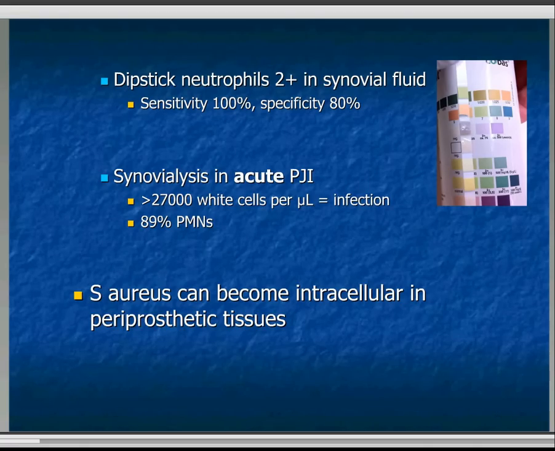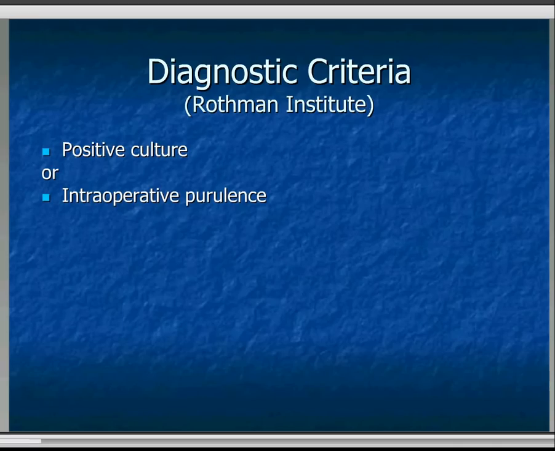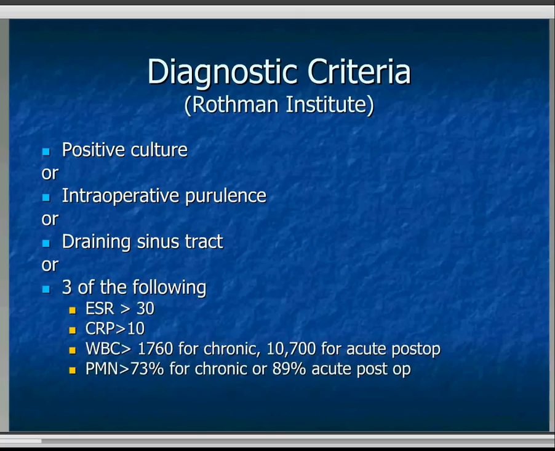In acute infections, they've suggested, this is at Rothman, it hasn't really been universally accepted yet, but certainly a higher white cell count, 27,000 per microliter equals infection, and slightly higher percentage. One thing, we're all aware that Staph aureus infections can recur many years after a previous deep infection, and it was news to me that these organisms can become dormant and intracellular in periprosthetic tissues, and this may explain why.